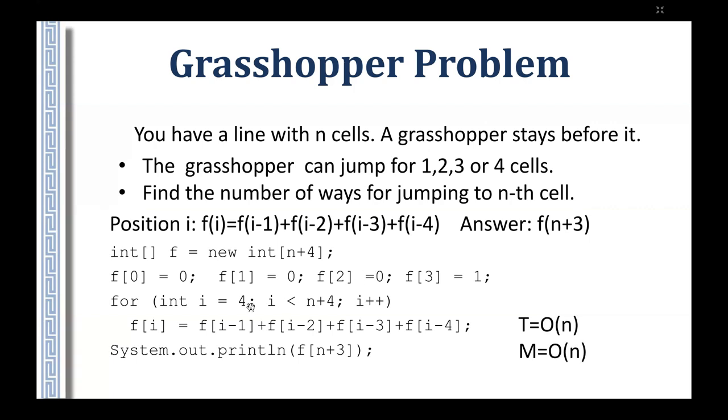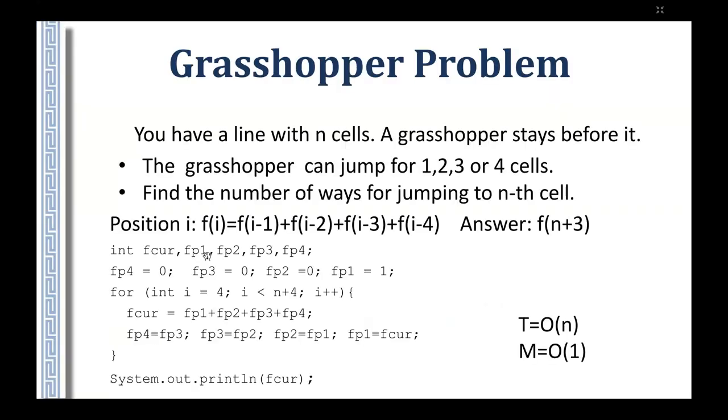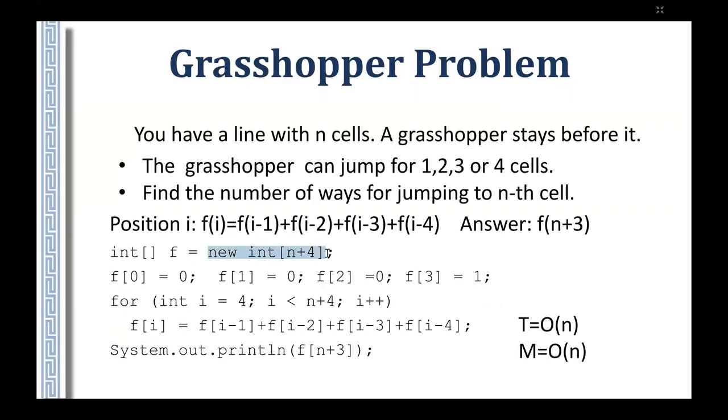Okay, but what about time complexity and memory complexity? It is easy to see that time complexity is just linear because we have one linear for loop. The memory complexity is also linear because we should have this array for storing the values. At the same time, we can reduce memory complexity because we need only the previous 4 values, not all n values.